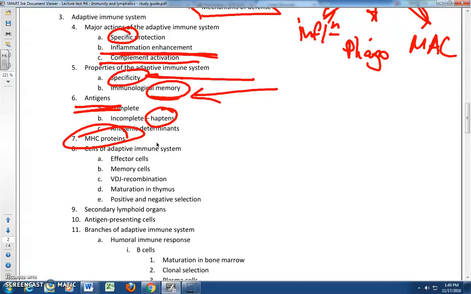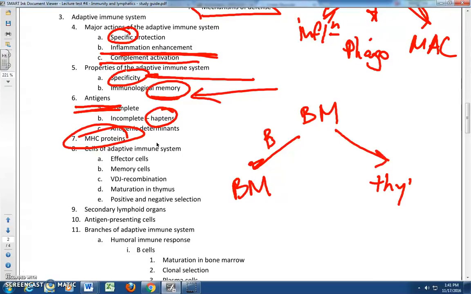Okay, cells of the adaptive immune system. What you have to understand about those, so we have T and B cells, right? They start in the bone marrow, then B cells mature in the bone marrow. T cells mature in the thymus. Okay? You good with that? Difference between effector cells and memory cells. What are the effector cells?